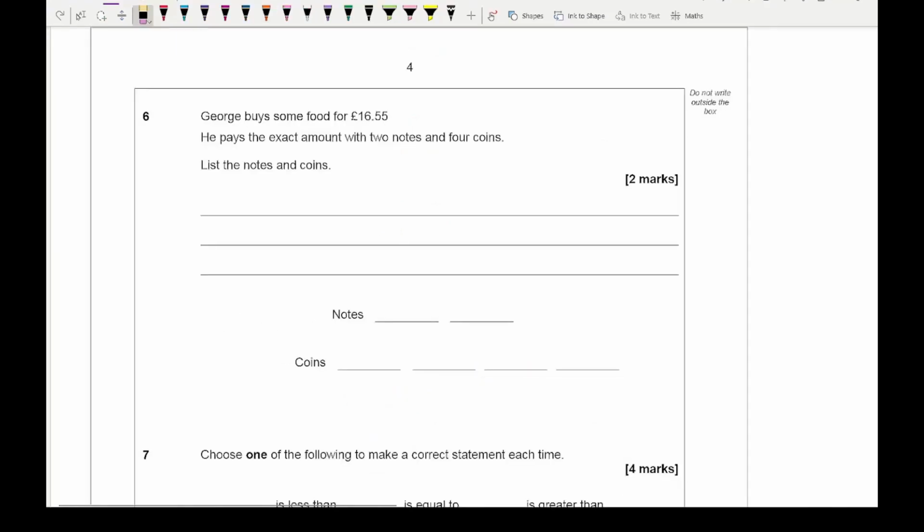So for question 6, it says George buys some food for £16.55. He buys the exact amount with 2 notes and 4 coins. List the notes and the coins. So for this one, the notes are going to be £10 and £5, which comes up to £15. So what I need to do then is find 4 coins that add up to a total of £1.55, which I'm going to go for in no particular order. 50p, which takes it to £16, another 50p, takes it to 16.50, and then 5p is remaining.